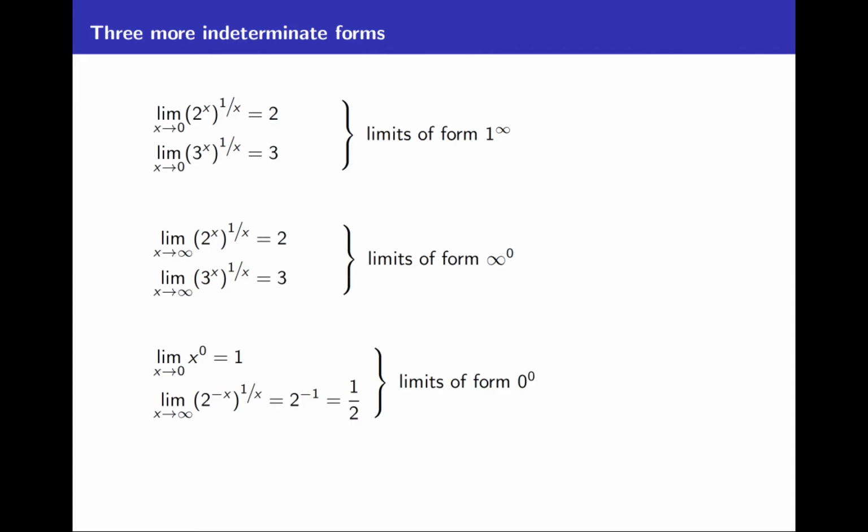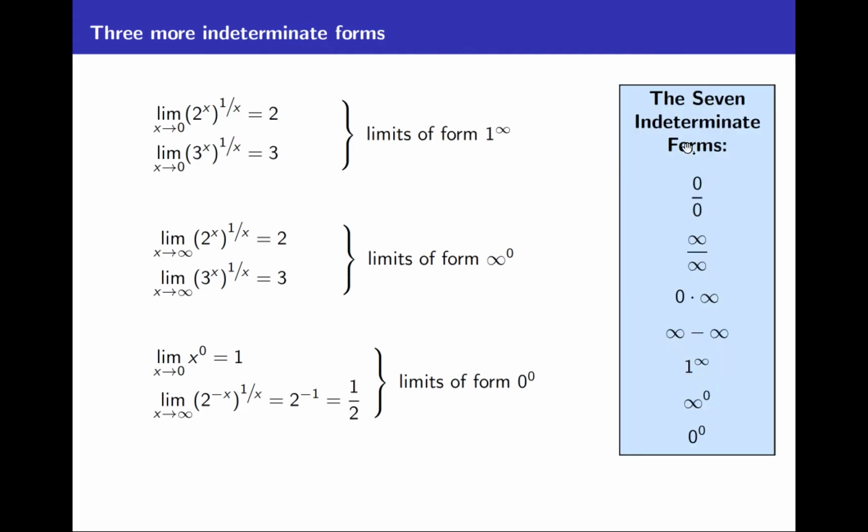So we have here our three new indeterminate forms. And altogether, we have 7 of these indeterminate forms. We have 0 over 0 and infinity over infinity that L'Hopital's rule applies to. In lecture 37b, we talked about 0 times infinity and infinity minus infinity. And now today, in lecture 37c, we have these 3 more indeterminate forms. So altogether, there are 7 indeterminate forms, and there aren't any more.